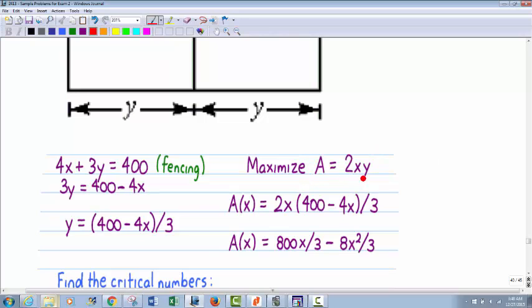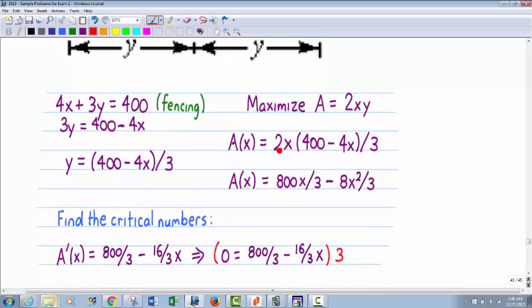And then we substitute that in for y. So we have 400 minus 4x divided by 3 going in for the y times the 2x. So this one you want to distribute. 2x times 400 divided by 3 would be 800x divided by 3. 2x times negative 4x over 3 is minus 8x squared over 3.